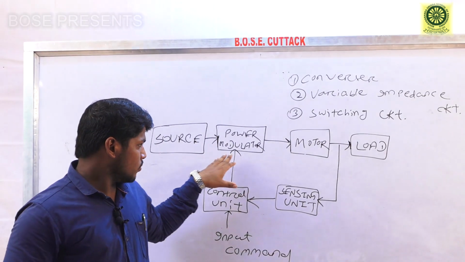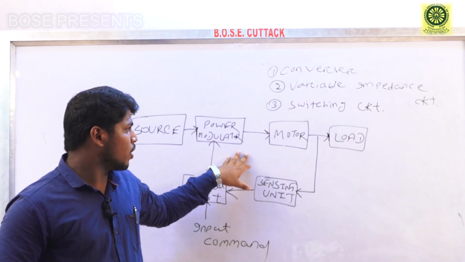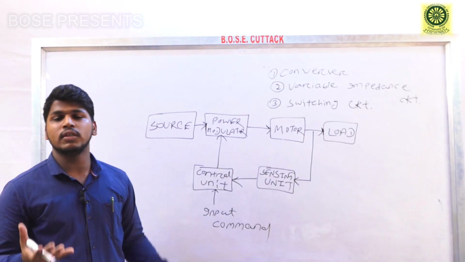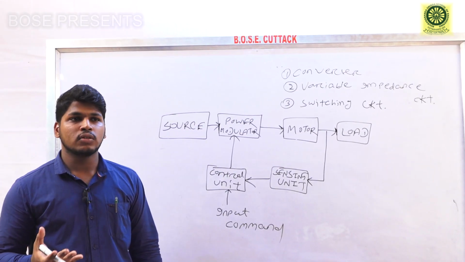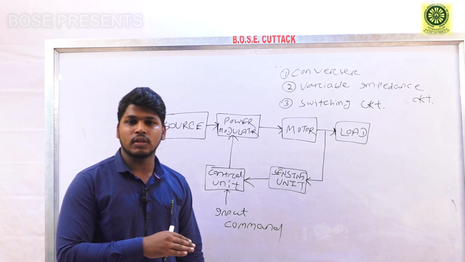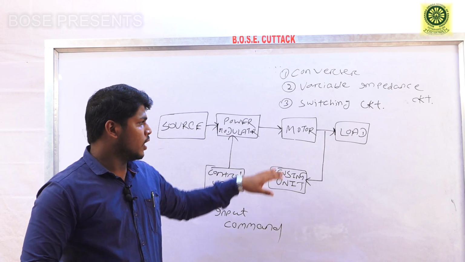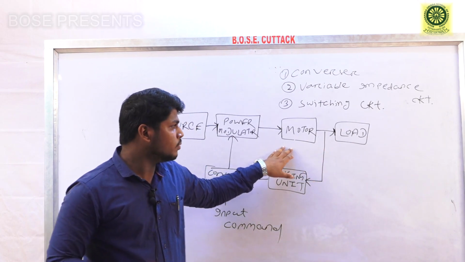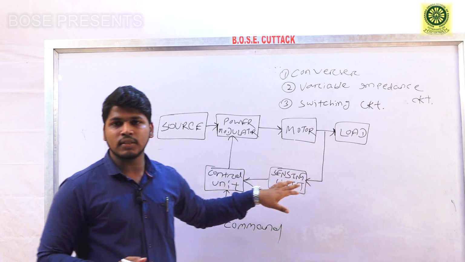And then the power from the output of the power modulator will be fed to the motor. The motor can be a DC motor, such as a series motor or shunt motor, or in the AC case, an induction motor. And from the motor, the power is provided to the load. In between the motor and the load, there is a sensing unit.